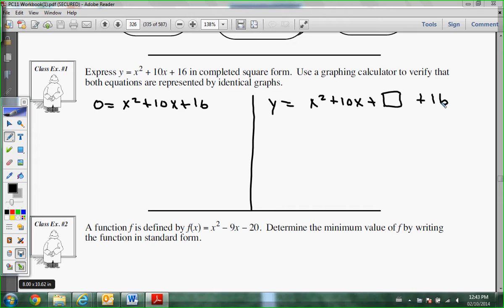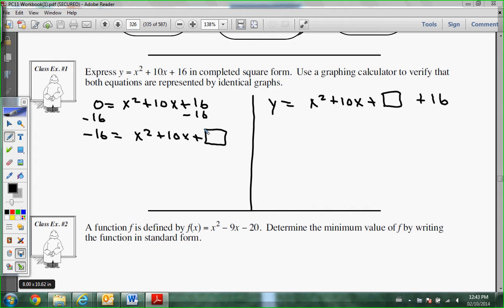Okay? All right, so let's focus on the left one. What I'm going to do is, what's half of 10? What's 5 squared? So it's not 16, correct? I want to get rid of 16, so I'm going to throw it to the other side of the equation. And I put a box here to let myself know I'm completing the square. Okay? And this is what I do.